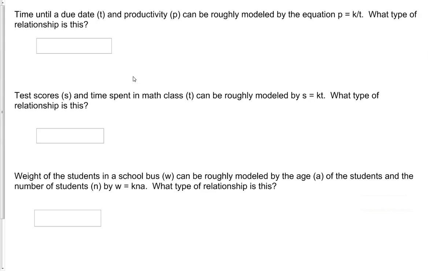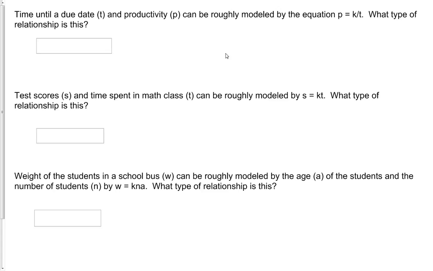Let's see if we can recognize these relationships in a few made-up scenarios. In this case, it says the time until the due date, which is t, and your productivity level, or p, can be roughly modeled by the equation p equals k over t. So what they're saying is that your productivity is equal to some constant divided by the amount of time you have. So if you have 5 days, you're not very productive. If you have 5 minutes to get something done, you would be very productive based on this function. Don't know anyone like that, but just an example.